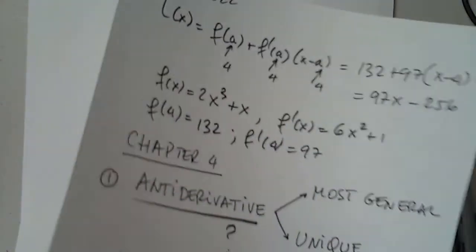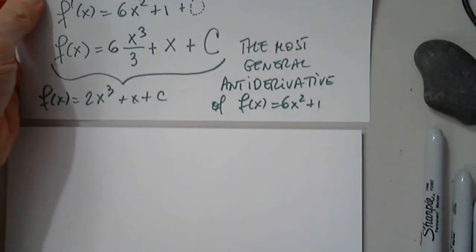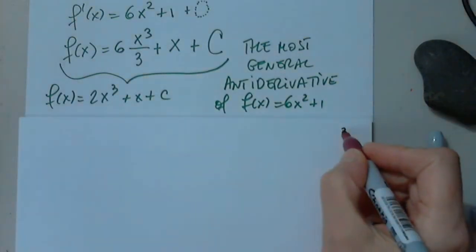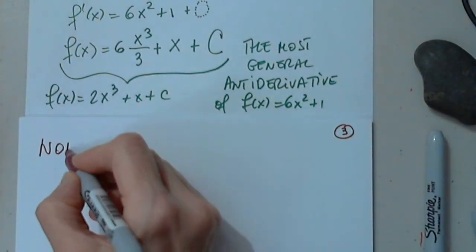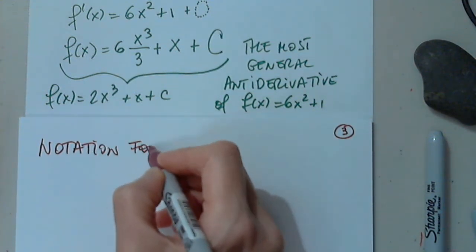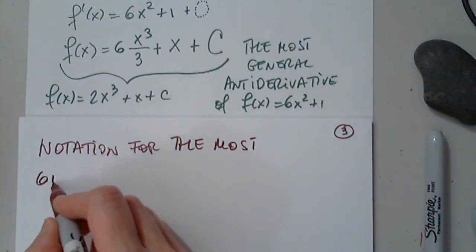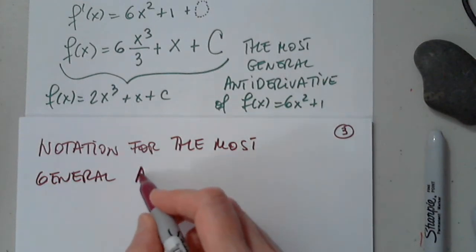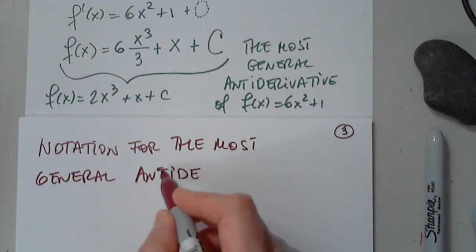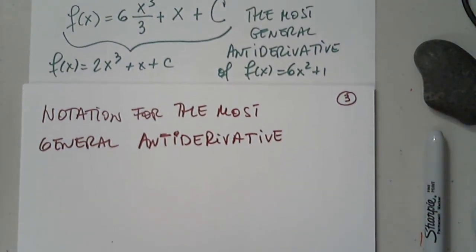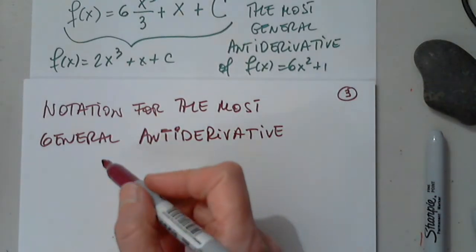Okay, we have a notation. In my STEM class, Math 191, I don't present the sequence that this book presents, but I'll stick with the book. The notation for the most general antiderivative. And I'll explain, hopefully today, why we use this notation.